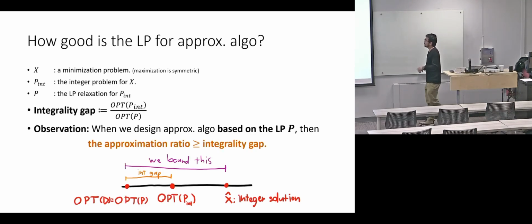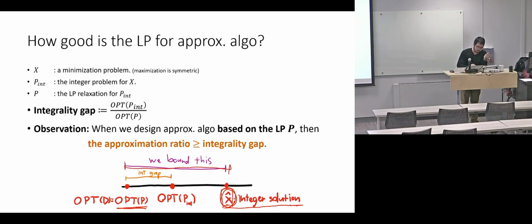But the point is that it's useful to know that whenever we design any algorithm based on some LP, then the approximation ratio that you're going to get is going to be at least as bad as the integrality gap. Why? Because when we try to come up with an integer solution, you get x hat. And when you design an algorithm based on LP, you're going to compare the cost of your solution here with the LP value.